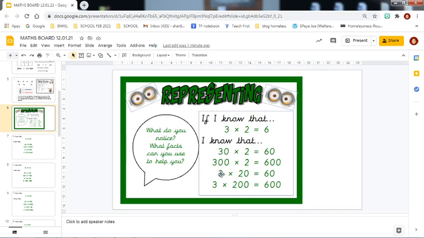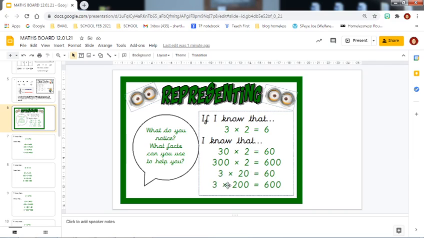Now I'm going to go back to 3, but instead of multiplying it by 2, I'm going to make my 2 10 times greater. So the 2 ones becomes 2 tens. 3 multiplied by 2 tens, which is 20, equals 60. I'm now going to do that again.